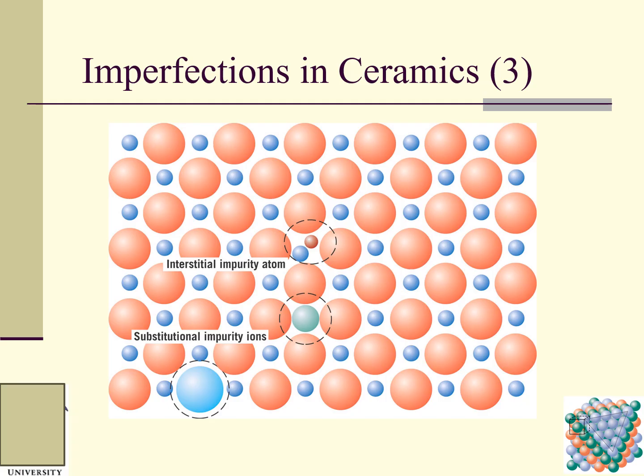And this is imperfection in ceramics: interstitial impurity atom. So this is an impurity. This is different from the host atoms there, and this is a substitutional impurity ion. So this is also different.